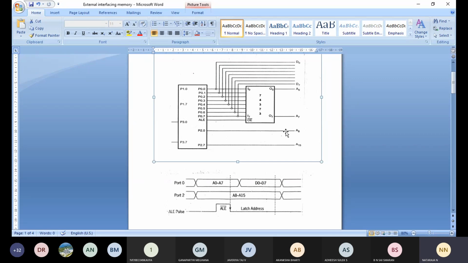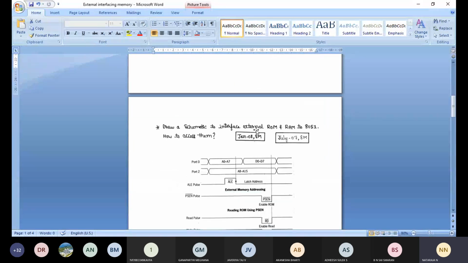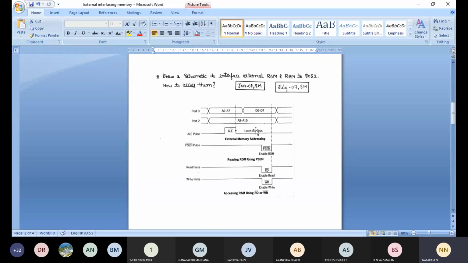Yes, sir. Take next. Draw the schematic to interface external ROM and RAM for 8051 to access.